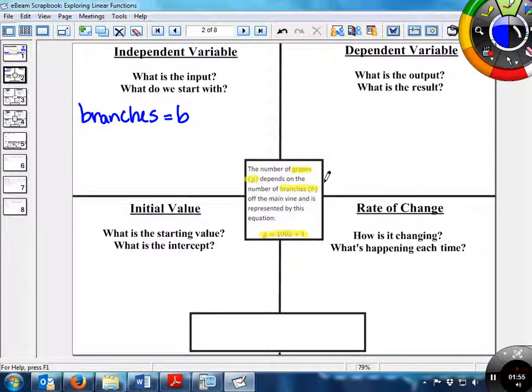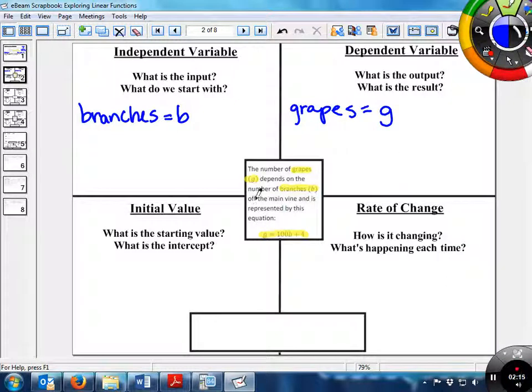From there, we're going to find the dependent variable. The dependent variable is what came second, what comes next. In this case, that would be the grapes. The grapes are going to come second. And so that would represent the G.